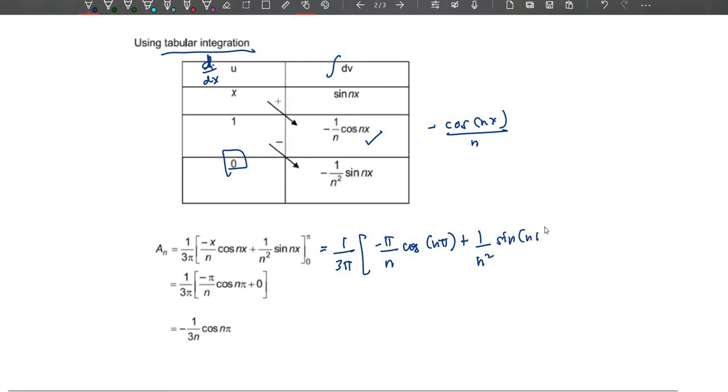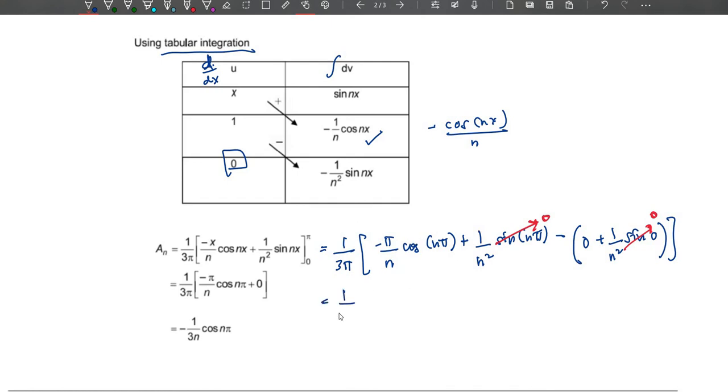sin n pi minus, okay, open the bracket, substitute the value of 0, which means we will get 0, and then plus 1 over n squared sin 0. This one, it will be 0 because x is 0. Anything multiplied with 0 is going to be 0. Okay, sin 0 is equal to 0 and sin n pi equal to 0. Therefore, it's going to be this part only.